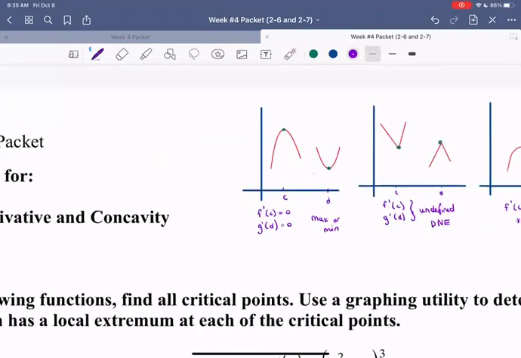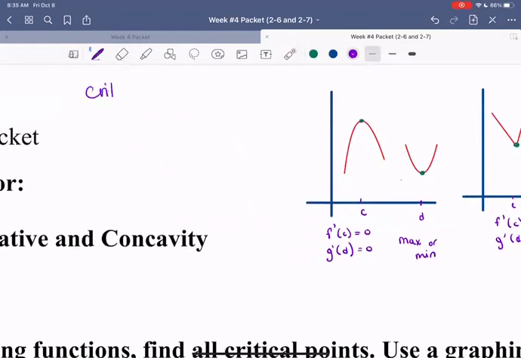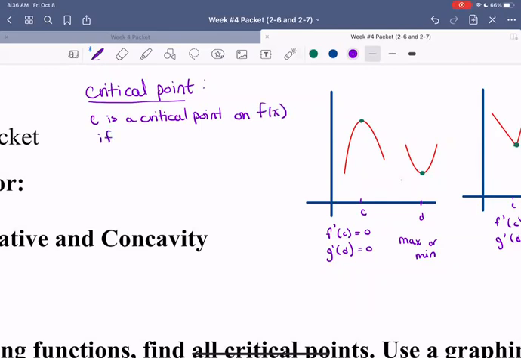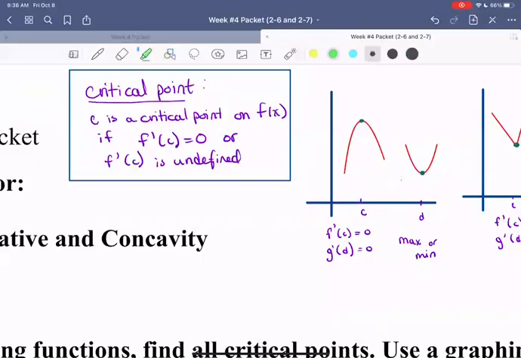So I'm going to summarize that here. A critical point on our graph is defined as the following. I'll say c is a critical point on a function f of x if f prime of c is equal to 0 or f prime of c is undefined. I'm just going to box that up for us because we will be referring to it later on in these notes.